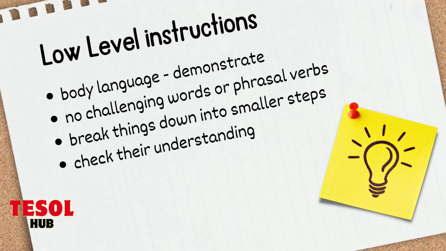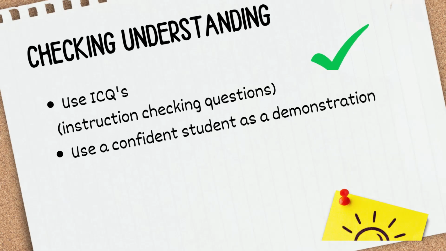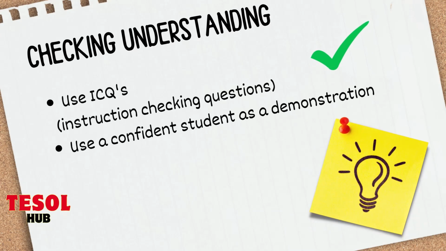No challenging words or phrasal verbs whenever you give instructions to lower levels. Break things down into smaller steps. Don't use so much instruction or speak a lot while giving them the instruction. And you need to check their understanding of the instructions before you start your activity. To check your students' understanding, you'll be using ICQs, as I mentioned before, instruction checking questions.